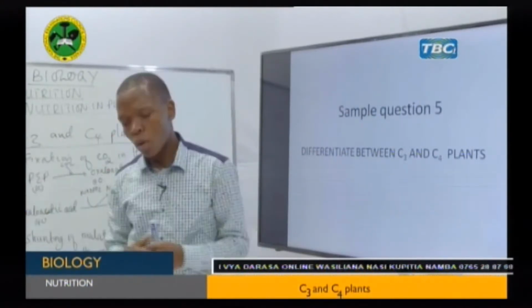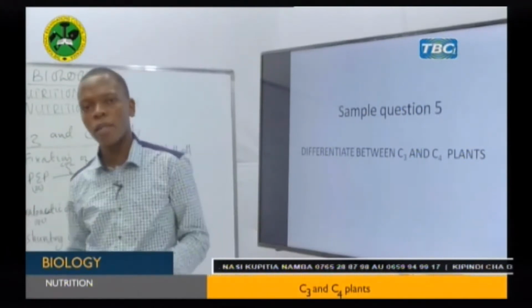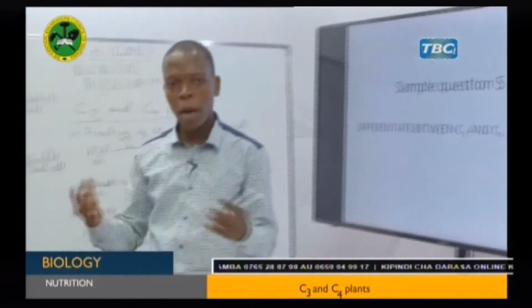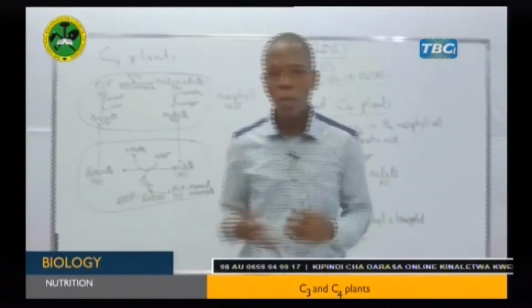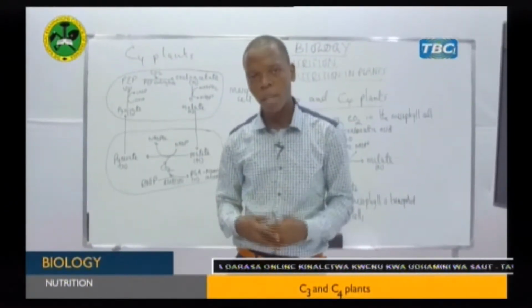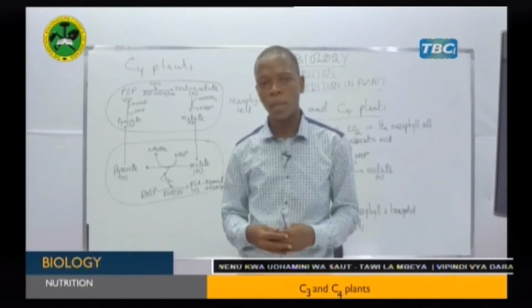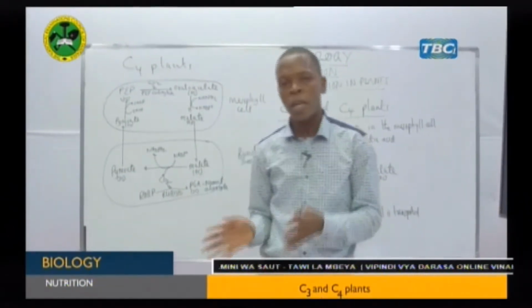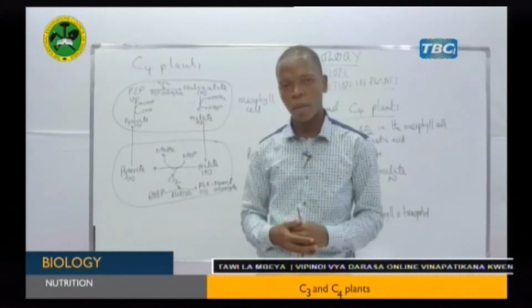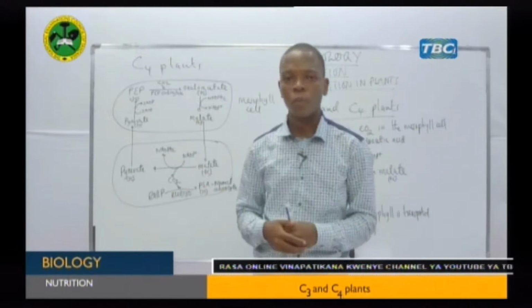Let me conclude my presentation by saying we have seen the C3 plant and the C4 plant. Up to now, you know examples of C3 plants, how photosynthesis occurs in C3 plants, and how photosynthesis occurs in C4 plants. You can explain the Hatch-Slack pathway and the Calvin cycle.